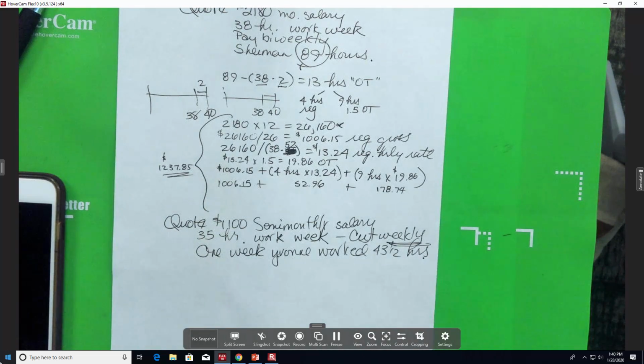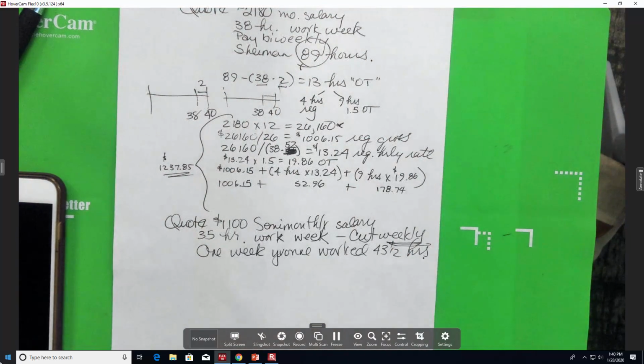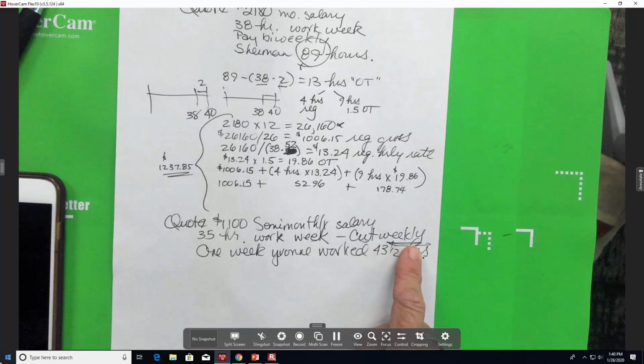Okay. So I want to know, first do this little guy up here where you figure out how many hours of overtime you think you're paying her in total, and then break that down between the regular rate and the 1.5 rate. Go ahead. After 1 week, I'm cutting the checks weekly. 1 week Yvonne worked 43 and a half hours.